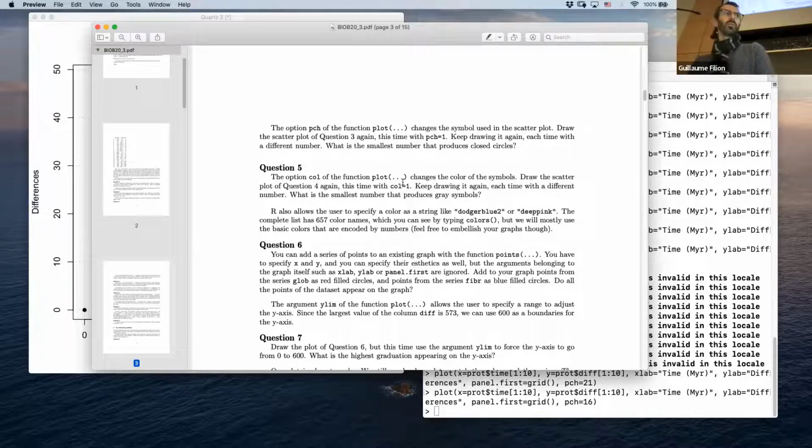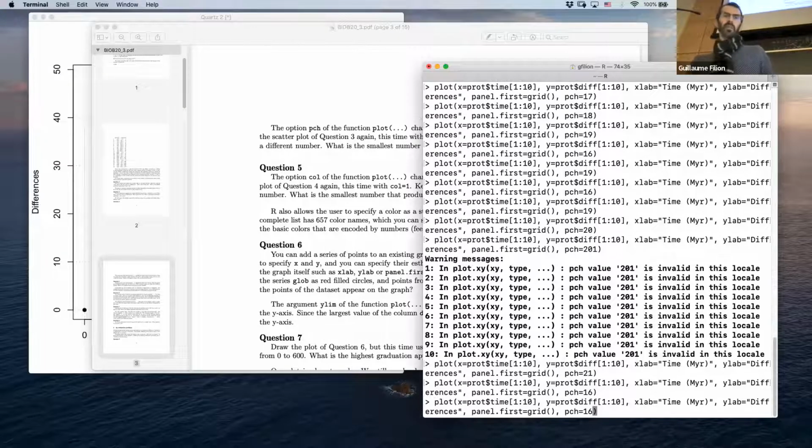The option col of the function plot changes the color of the symbols. Draw the scatter plot of question 4 again, this time with col equals 1. Keep drawing it again, each time with a different number. What is the smallest number that produces gray symbols?